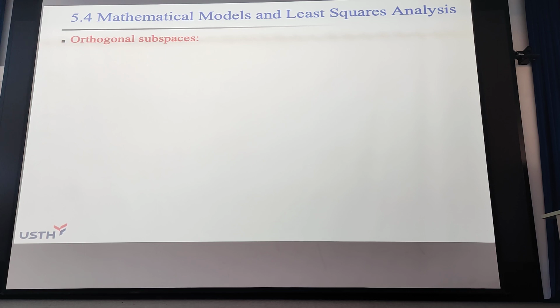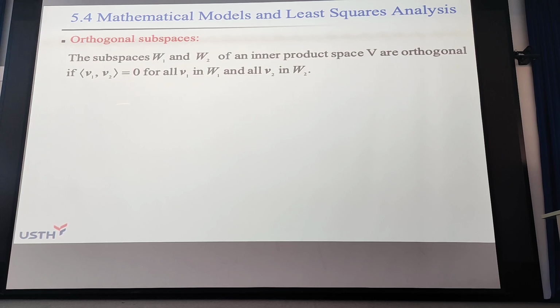Now the first one, we need to define what it is: orthogonal subspaces. Formally, suppose that we are given two subspaces W1, W2 in an inner product space V, and we say that W1, W2 are orthogonal to each other if we choose any v1 in W1 and any v2 in W2, they must be orthogonal to each other. By definition, it is something like that. But once again, you know that already from high school.